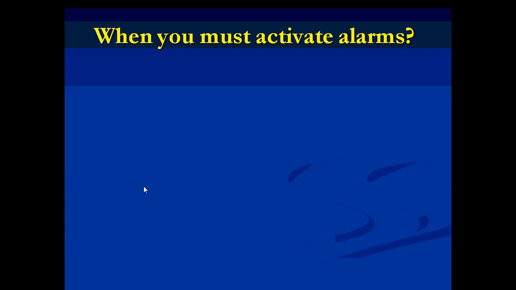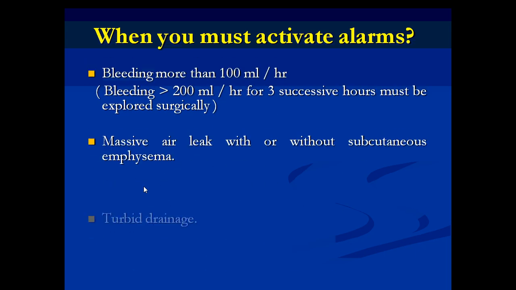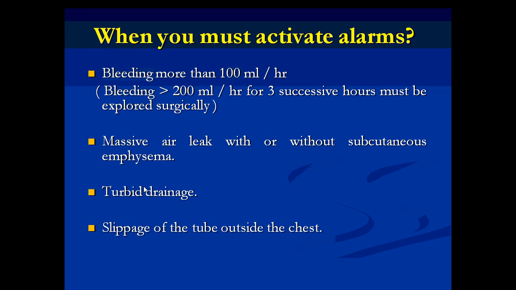When must you activate alarms? There are certain signs that we have to activate the alarm for if we observe them in the chest tube post-operatively. Firstly, if the bleeding is more than 100 ml per hour, we have to be very alert for that. And if the bleeding is more than 200 ml per hour for 3 successive hours, the patient must be explored to check the source of bleeding.